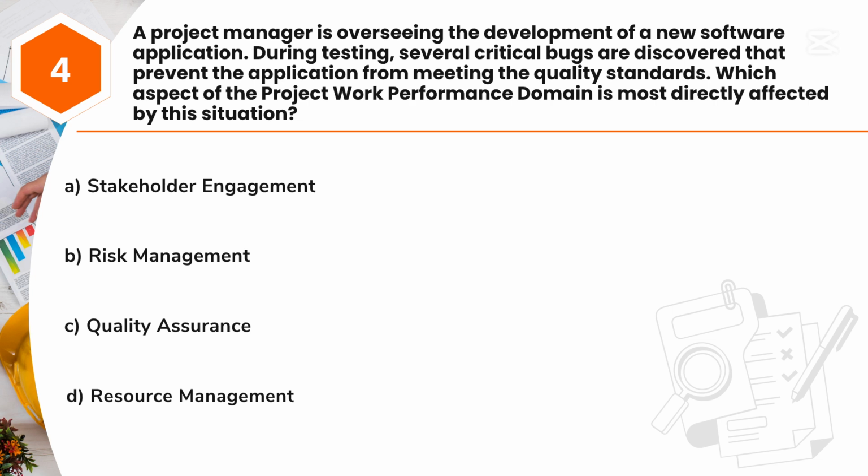Question 4. A project manager is overseeing the development of a new software application. During testing, several critical bugs are discovered that prevent the application from meeting the quality standards. Which aspect of the project work performance domain is most directly affected by this situation? A. Stakeholder engagement. B. Risk management. C. Quality assurance. D. Resource management.